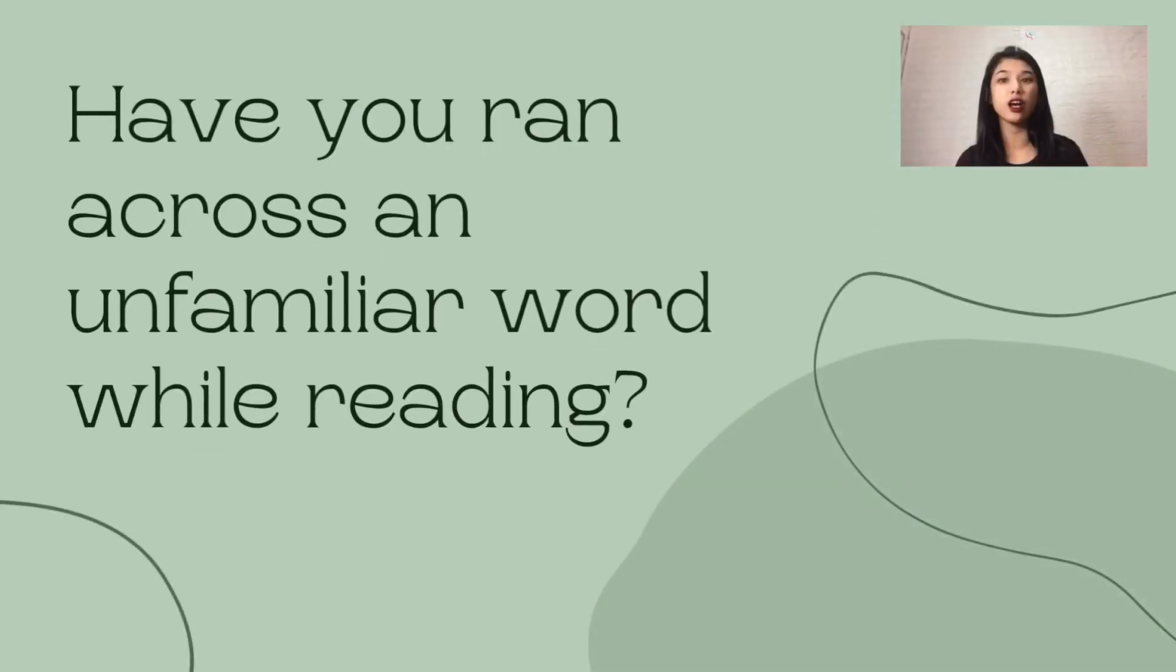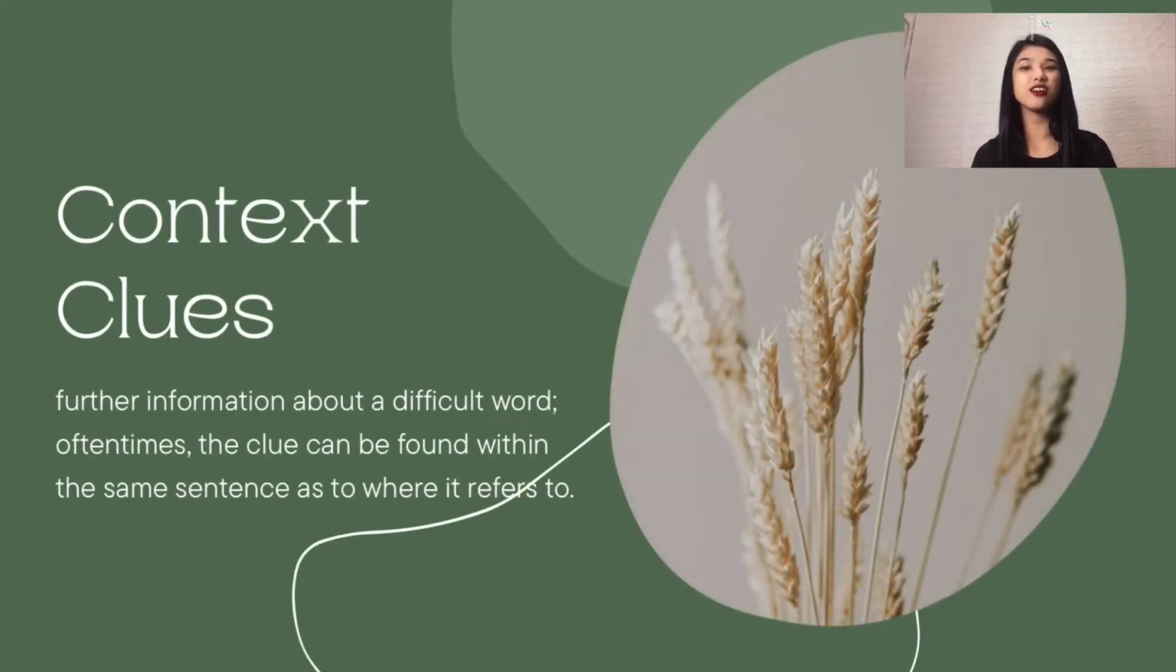Have you run across an unfamiliar word while reading? But you either ended up knowing the definition or clueless, right? If you ended up knowing the definition, then you have used context clues. For today's lesson, we will discuss context clues. Who can read the slide? Thank you, Abby. Context clues are further information about a difficult word. Oftentimes, the clue can be found within the same sentence as to where it refers to. There are various types of context clues, but for today, we will be discussing four of these.